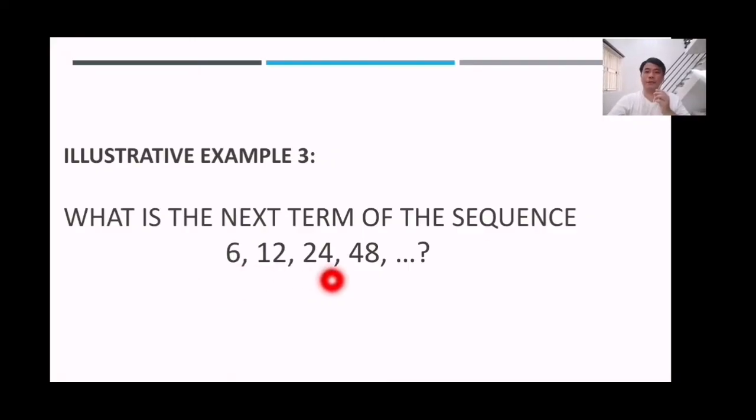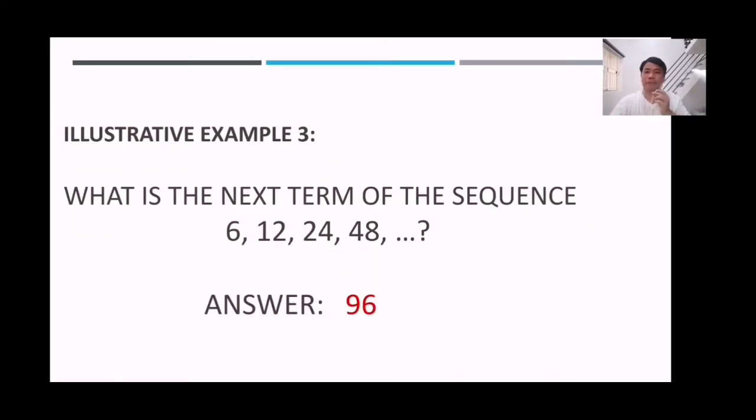Meaning, tama yung nagmumultiply tayo ng 2 with the preceding term. Let's try to multiply again it by 2. 24 times 2 is 48. So, satisfy tayo kay fourth term. Meaning, yun ang kanyang pattern. Okay? So, to find the next term, we are just going to multiply 48 by 2. 48 times 2 is 96. So the next term of that sequence is 96.